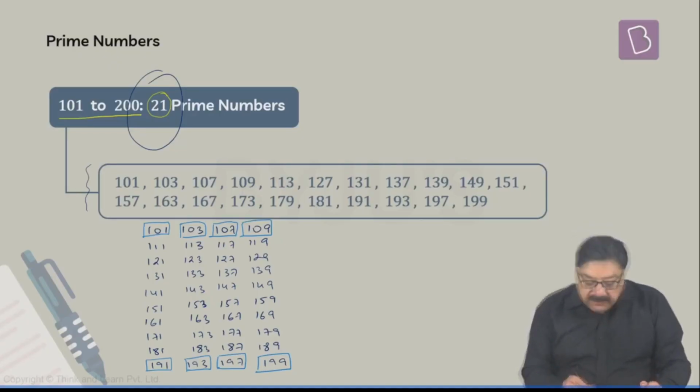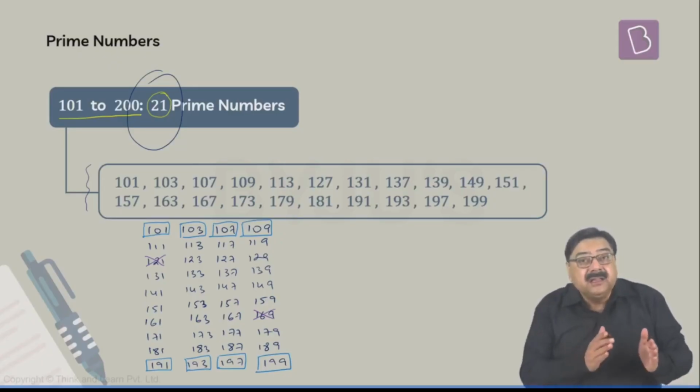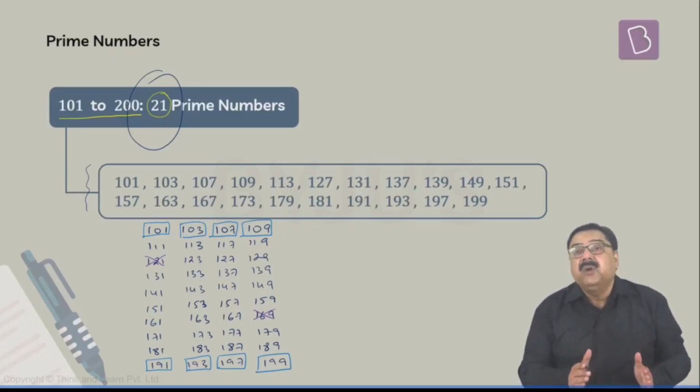Now also we will cancel the squares. 121 is 11 square. 169 is also 13 square. So out of 40 we have found 8 prime numbers and we have eliminated 2 squares. So out of 40 minus 2, 38 odd numbers, we have found 8 prime numbers. Out of the remaining 30 odd numbers, we have to find another 13 prime numbers.